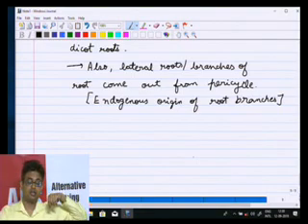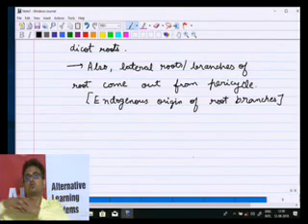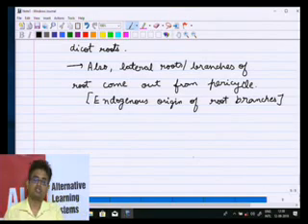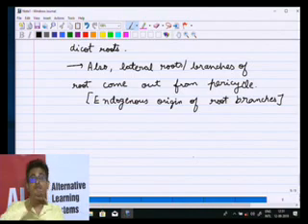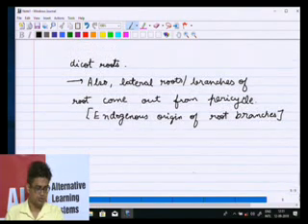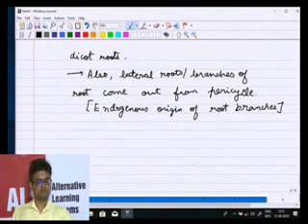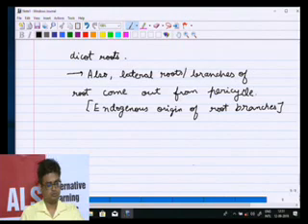Roots are difficult to break. Branches of roots are very difficult to break. If you pull it, the whole root will come out by itself, because it has endogenous origin. It is coming from inside the pericycle region. Okay, that is the theory of it. Endogenous origin of root branches.